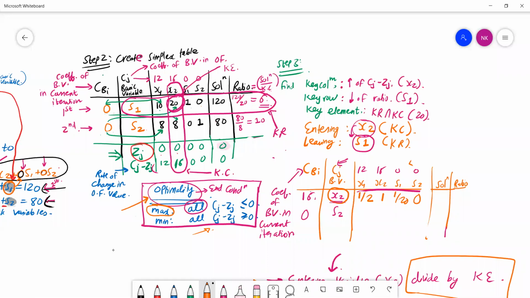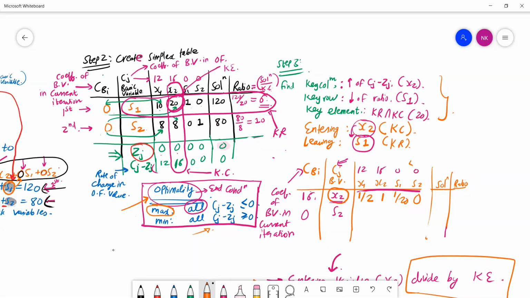Your key row will be the lowest ratio. Now this particular key row, which is the lowest ratio, will be serving as the element which will be leaving your calculation in the next iteration. And the intersection of the key row and key column will be your key element, which is nothing but 20 over here. So these are the three things that we have obtained: the key column variable is x2, the key row variable is s1, and the key element is 20.